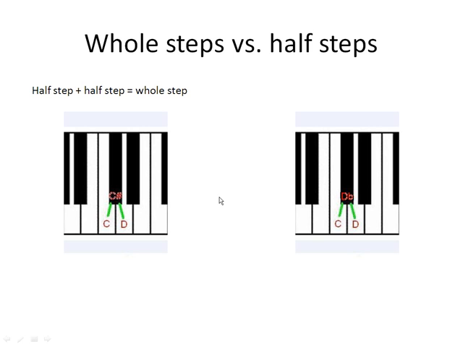Basic math suggests that we can add 2 half steps to get a whole step. The distance between any 2 adjacent keys, regardless of color, is a half step. On the left, it's a half step from C to C sharp, and a half step from C sharp to D. It's a whole step then from C to D.